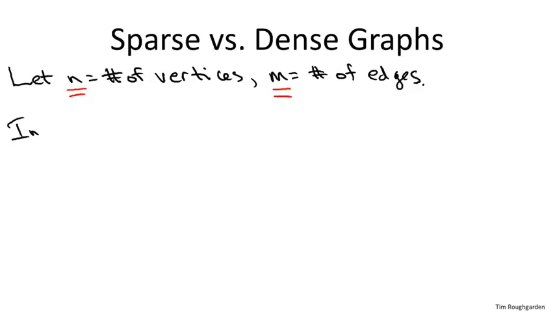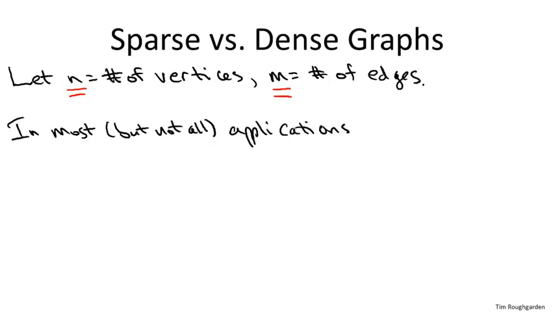Now, one thing we learned from the previous quiz is the following. In most applications, not all applications, but most applications, m is at least linear in n. Remember, in the quiz you saw it was at least n-1 if you wanted the graph to be connected. And it's also big O of n squared. This is under the assumption that there's no parallel arcs.